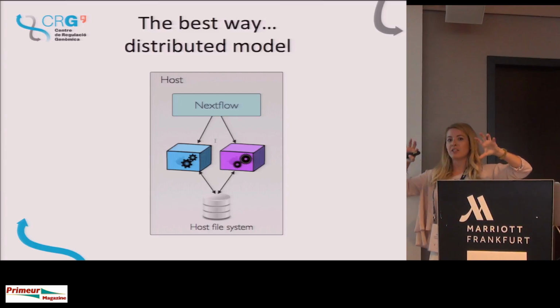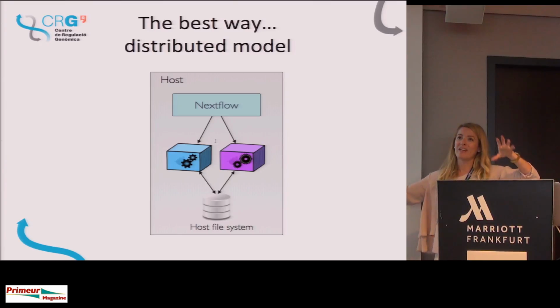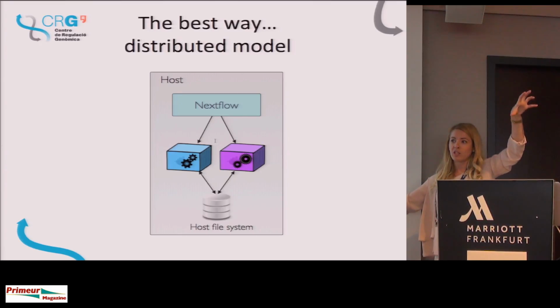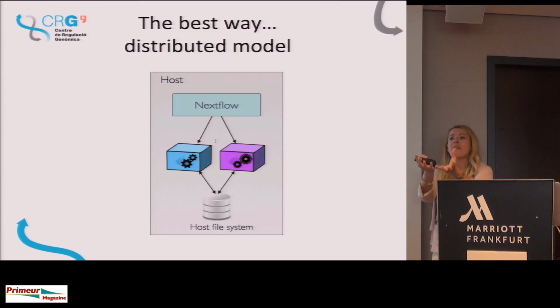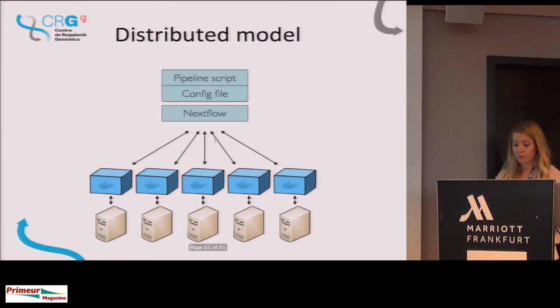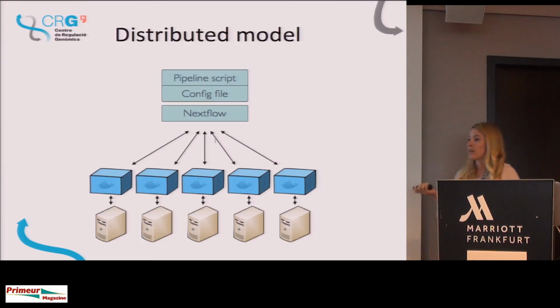Now that the tasks are independent, Nextflow can initiate one container for task 1 and another one for task 2, run these tasks in parallel, and then collect the results in a table or whatever you want to do. And how it would look in a cluster would be like this.